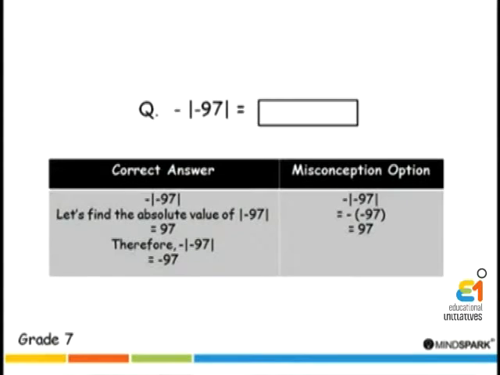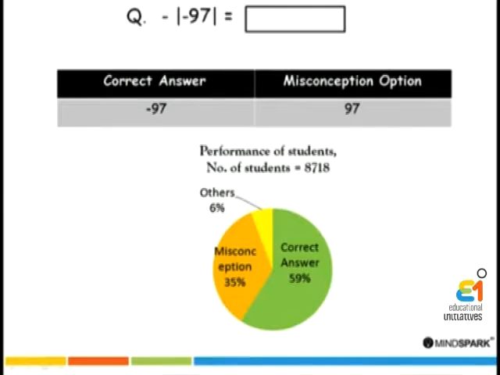The student with the misconception has again treated the mod as brackets and has written the answer as 97. Whereas the student who has understood the concept of the modulus sign has first removed the modulus sign and gotten the value of 97 and then found the negative of it, which is minus 97 and the correct answer. Let's also look at the performance data for this question. Around 8,700 students answered this question and over 35% of them have this misconception.